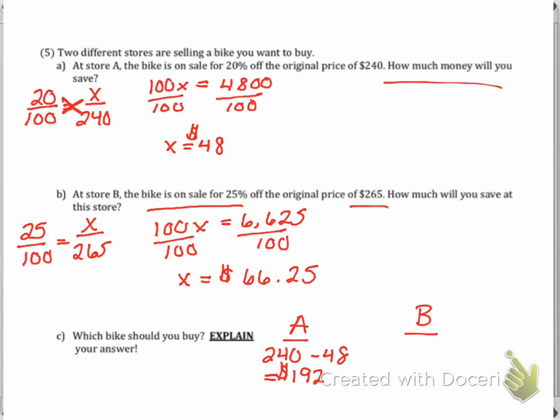Then I'll take option B, so $265 minus $66.25. So that's going to give us $198.75. Okay, so I'm actually going to save more at store A because I'm not only getting more off, but then my final price is less.